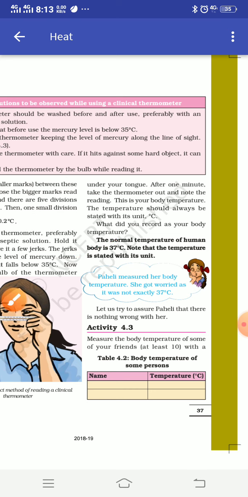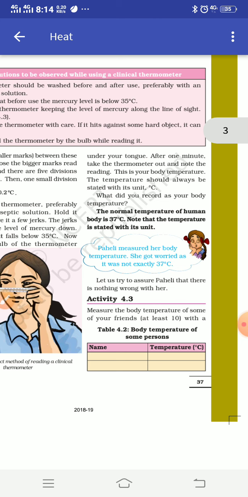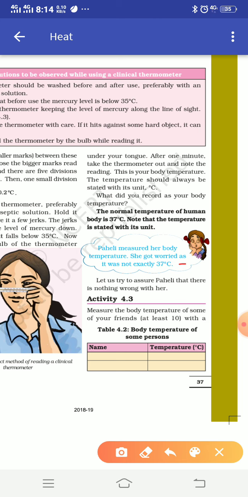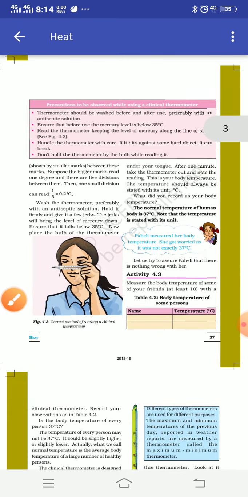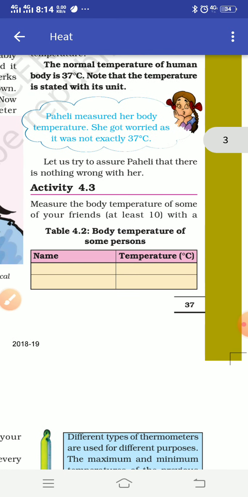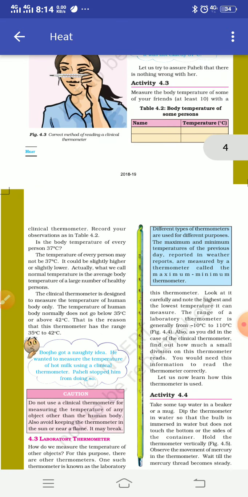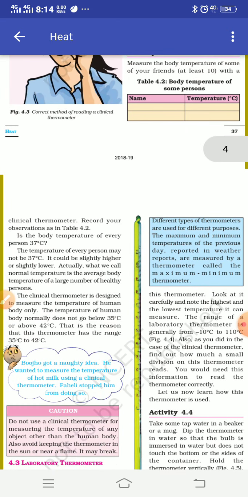Note your status. Suppose you are checking yourself, how much temperature is this? Paheli measured her body temperature and she got worried, as it was not exactly 37. If it is less than 37 or greater than 37, it may be that you are not fit. There are some activities given to you: measure the body temperature of some of your friends and record their names and temperatures. You can do this using a clinical thermometer and record your observations.